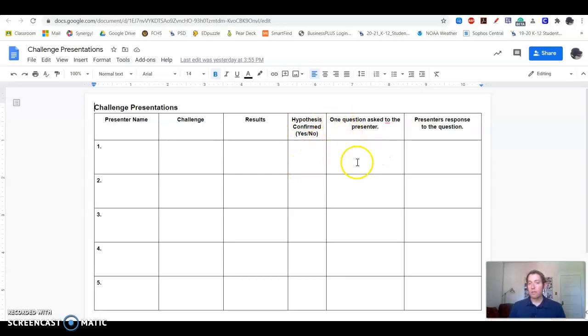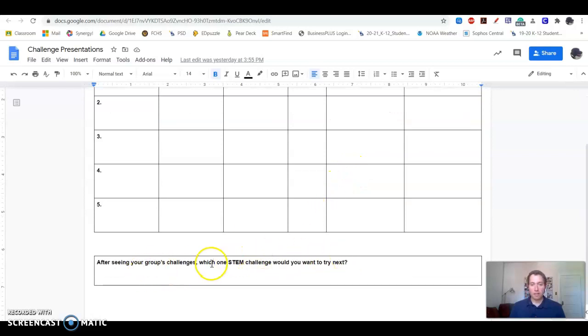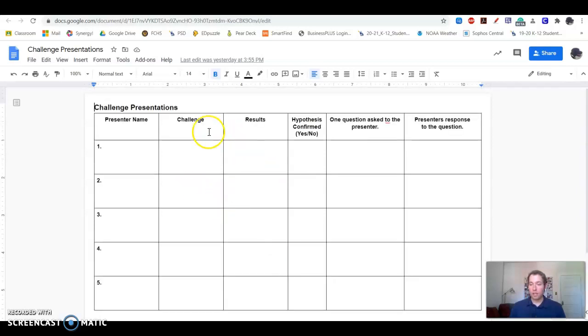And then as a group, you're going to ask that person a question, and then you're going to have their response recorded. Then at the bottom, after you've seen everything, choose the one you liked best and answer this question about which one you choose. This will be graded. Everyone's in charge of writing down their other group members' information. You don't have to record your own.